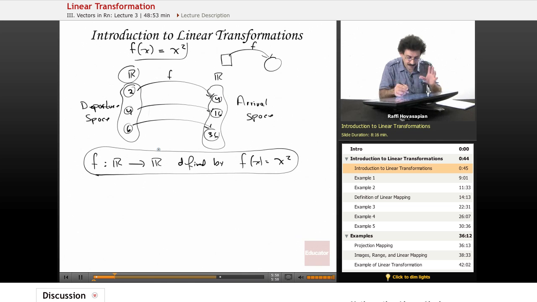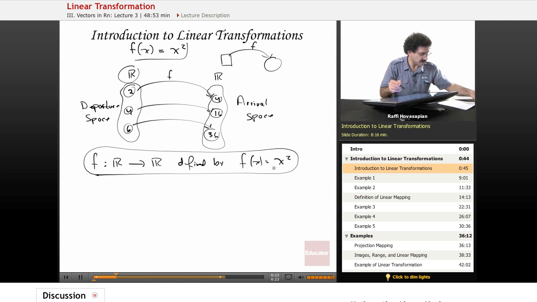So again, f is a function, a mapping from R to R. What this means is that I pick a number from the real numbers, I do something to it, and I end up in the real numbers. That's what this symbol represents. And defined by, I actually give the definition of what the function is, what operation I'm performing. In this case, I'm actually squaring a number.